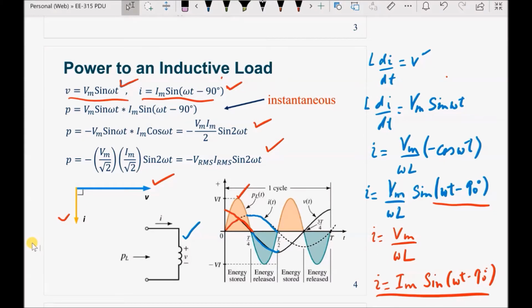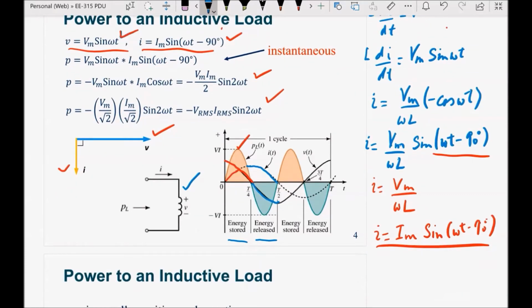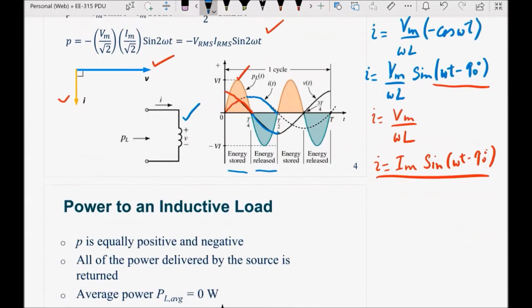And that also means that the positive power is the power which is stored by the component, and the negative power is the power which is released by the inductor. And we can also say that the energy taken by the inductor will be returned back in the other half of the cycle. So instantaneous power is calculated.